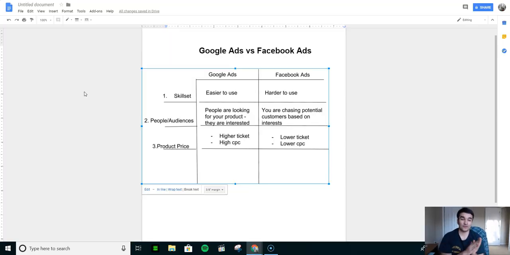Do you know what's more important than Shopify sales? Knowing the difference between Google and Facebook ads. Let's get right into it. Google ads or Facebook ads?